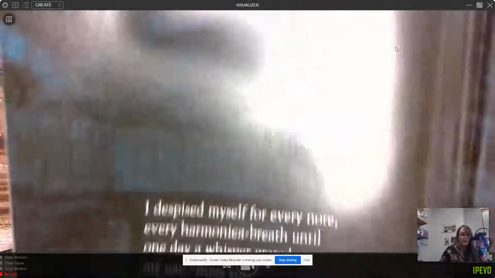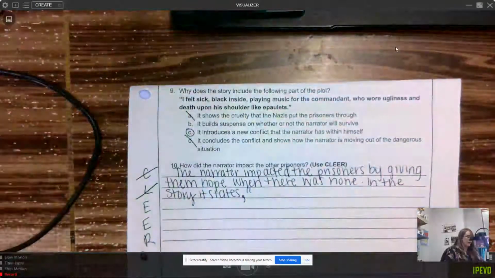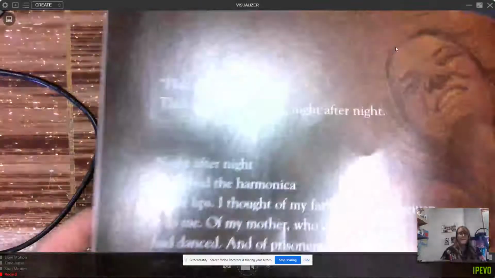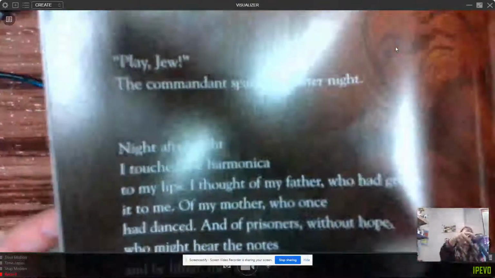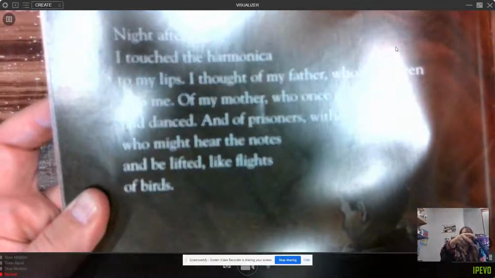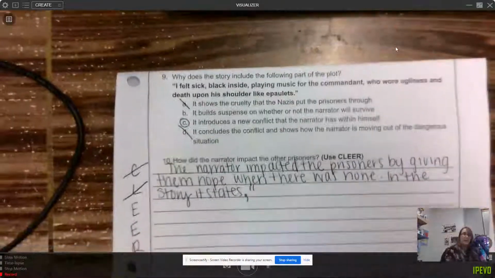It says, "Bless you for what?" I asked the dark Schubert. Okay. I could use that one. Or I kind of like this one better. Let's see if you guys can see it. Right here where it says, "and of prisoners without hope who might hear the notes and be lifted like flights of birds." I think I'm going to use that one. I like that one better. Okay.